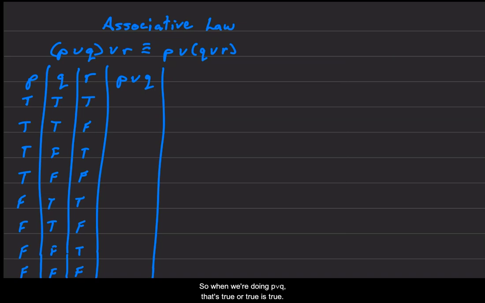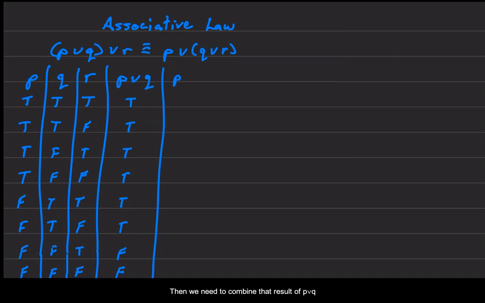So when we're doing P or Q, that's true or true is true. True or true is true. True or false is true. True or false is true. False or true is true. False or true is true. False or false is false. And false or false is false.